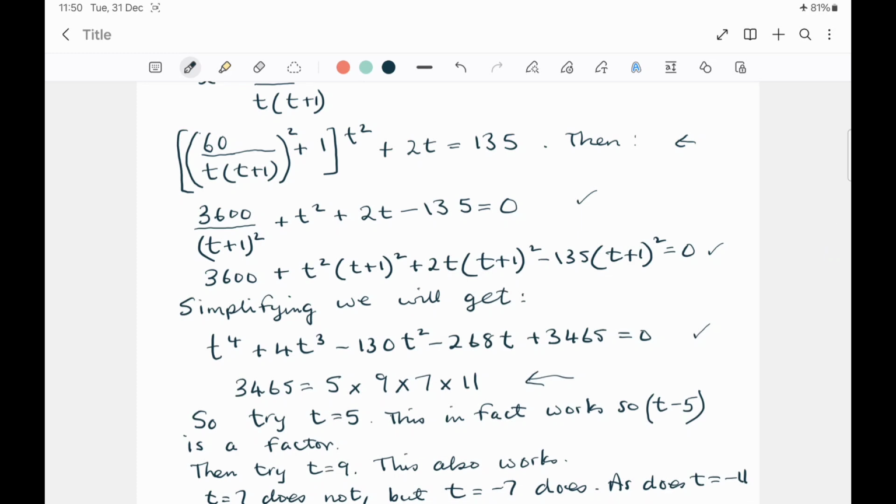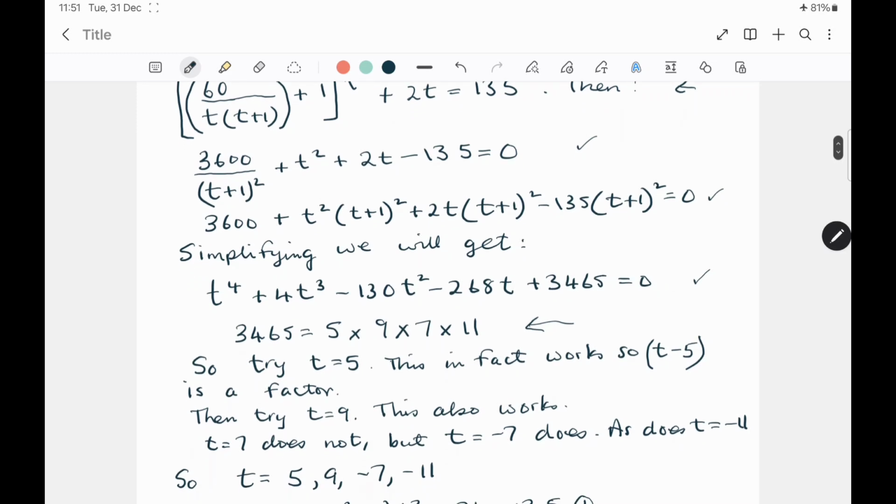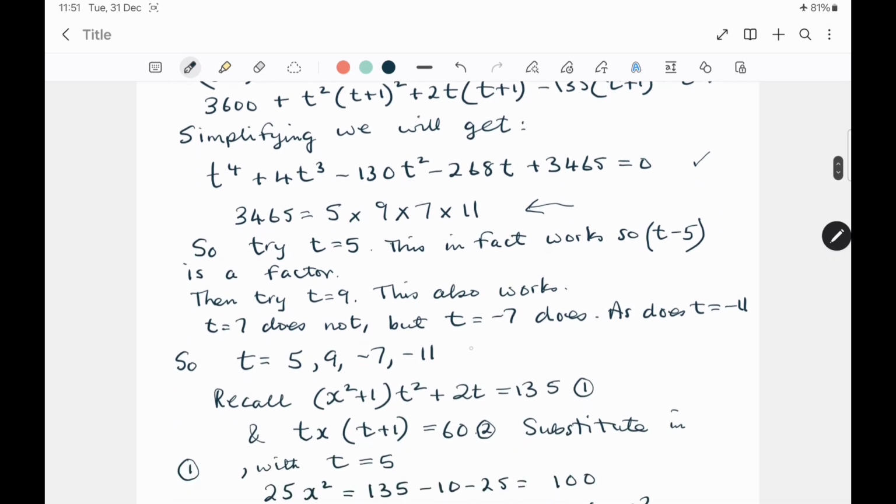So let's try t equal to 5 as a possible root. Okay, this in fact does work. So t minus 5 is a factor. And then try t equals 9. This also works. We tried t equal to 7 and it does not, but t equals minus 7 does. And so also does t equal minus 11. So t can have any of the four values: 5, 9, minus 7, minus 11.